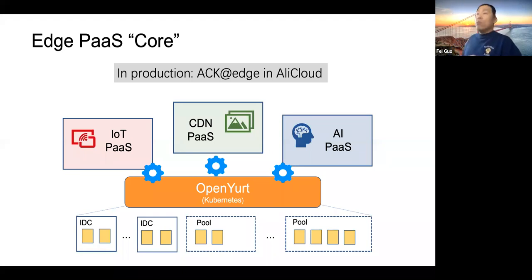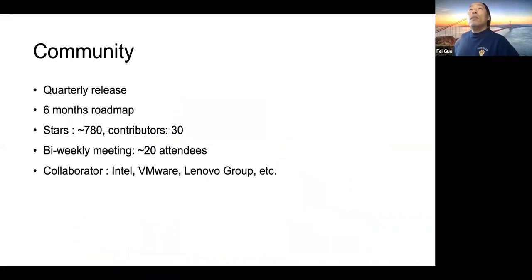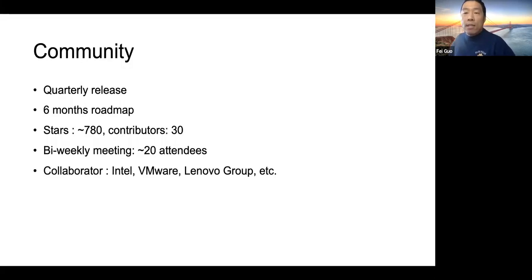Community-wise, we're trying to enforce quality releases. The entire project started in June last year. We usually set up a six-month roadmap. We have bi-weekly meetings, and we have collaborators from Intel, VMware, Lenovo Group, and others. So that's pretty much the slides that I have today. I'm happy to answer any questions from you guys.